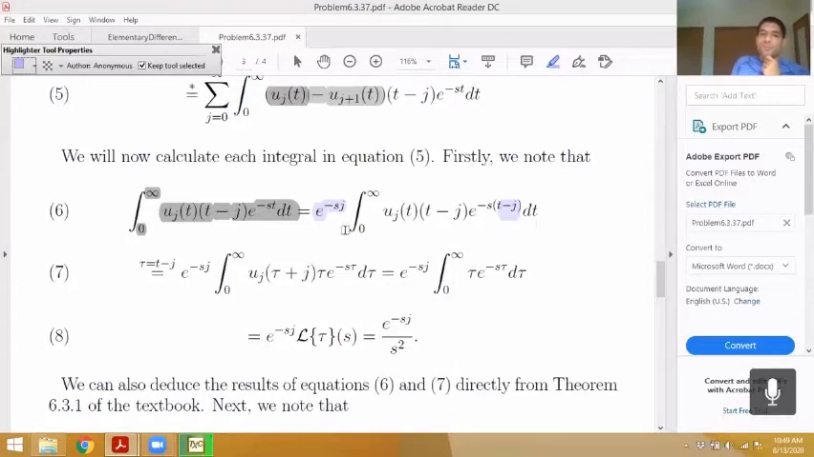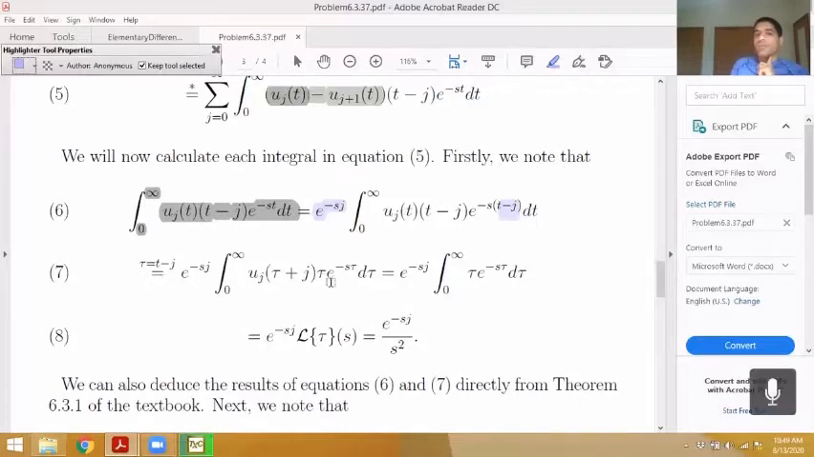So to go from equation 6 to 7, I'm going to make a u substitution, or really I'm using the variable tau, so a tau substitution if you want. I'm going to let tau equal t minus j, so that d tau is the same as dt. This t minus j turns into tau. This t minus j turns into tau. And then this t turns into tau plus j.